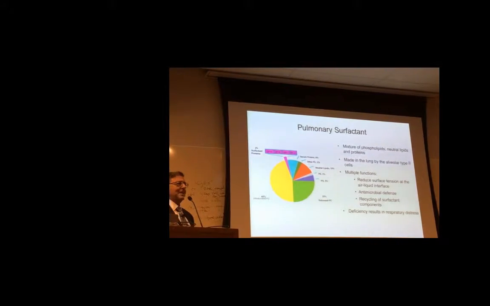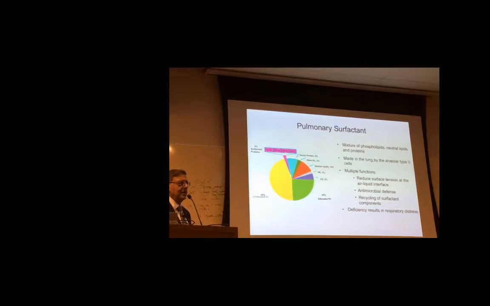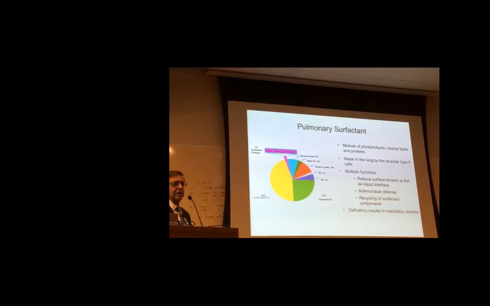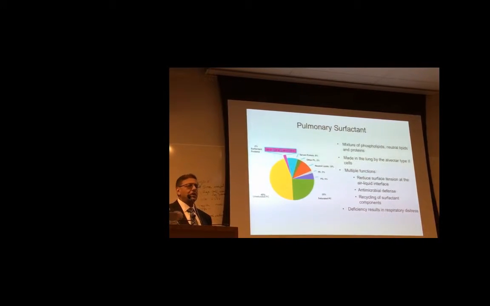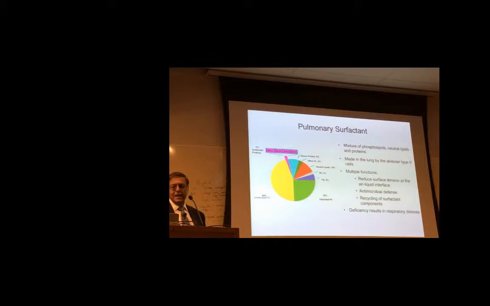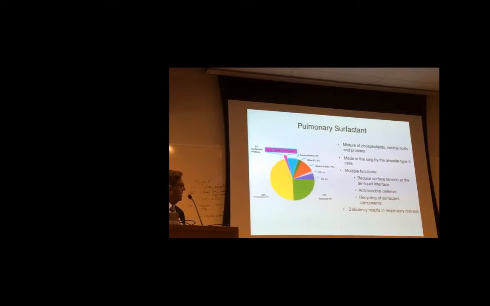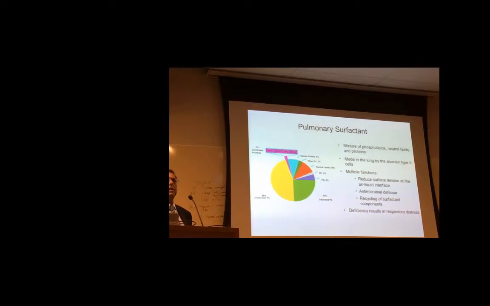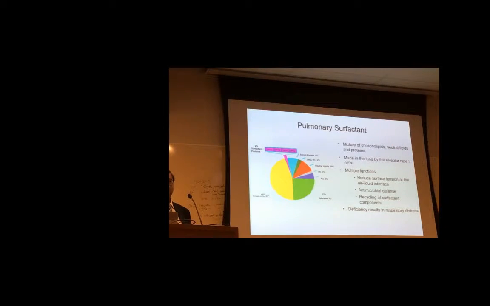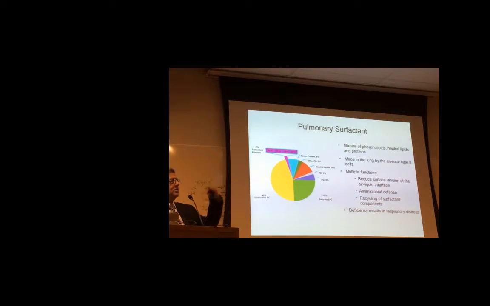So surfactant proteins A and D are called collectins. They switch on macrophages to do bad things to bugs. And it's also involved in this recirculation of surfactant, if you will. It's evolutionarily preserved. If you look at lungfish that only occasionally fly out of the water, they have the same surfactant that we do.